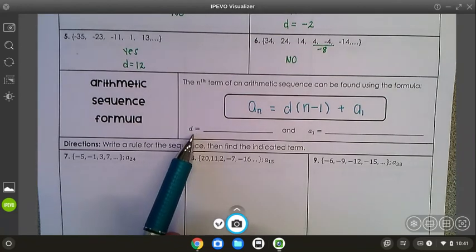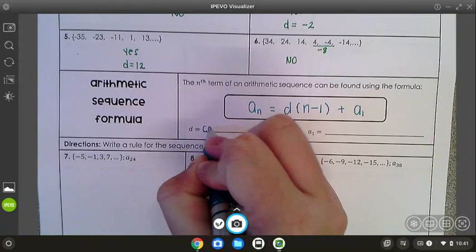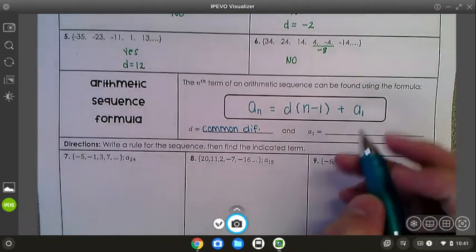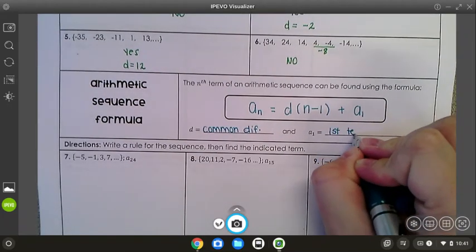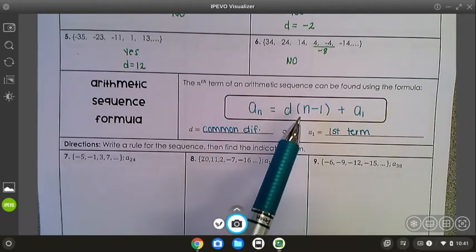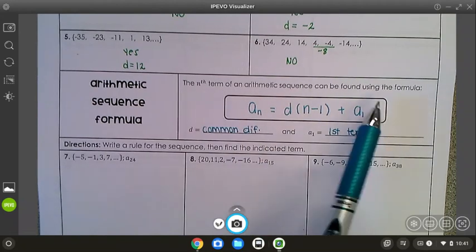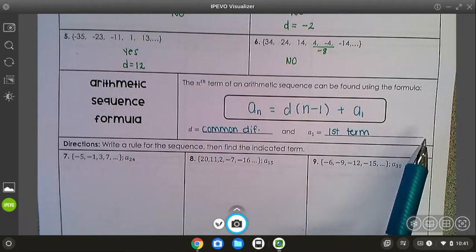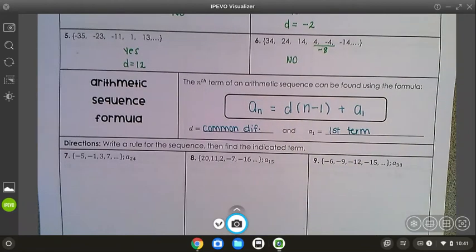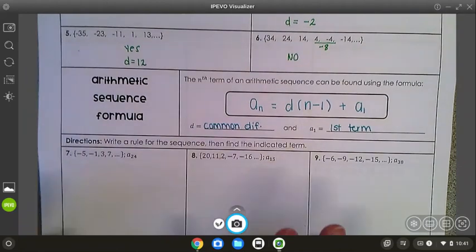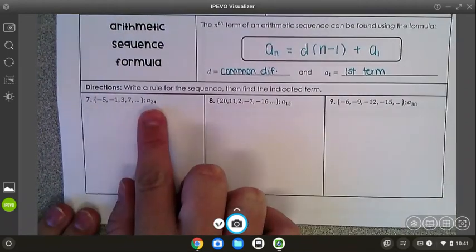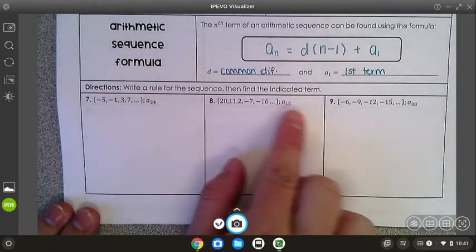So if we remember, d, that is our common difference, and a1 is our first term. So this formula that we write could help us find any term. So if we wrote a formula out and then I ask, what is the 200th term? Remember from yesterday, we just plug in 200 for n. So we're going to find the formula and write out the formula, and then it gives us a specific term to find.